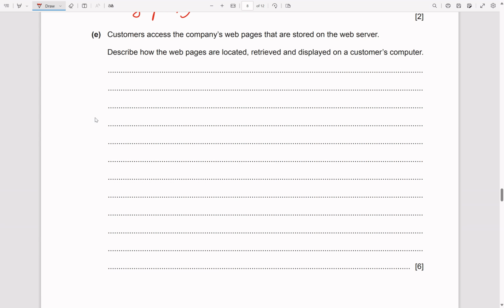Right, next one: customers access the company's web pages that are stored on the web server. Describe how the web pages are located, retrieved, and displayed on a customer's computer. So in here we've also got three parts: located, retrieved, and displayed.